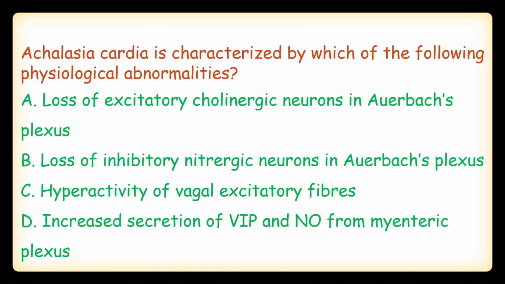Coming back to the question, achalasia cardia is characterized by which of the following physiological abnormalities? Option A is loss of excitatory cholinergic neurons. We know that this is loss of inhibitory neurons. So option B, loss of inhibitory nitrergic neurons, is correct. Option C is wrong because it shows hyperactivity of vagal excitatory fibers. Option D is also wrong because there will be decreased secretion of VIP and NO from the myenteric plexus. So the answer is the loss of inhibitory nitrergic neurons in Auerbach's plexus.